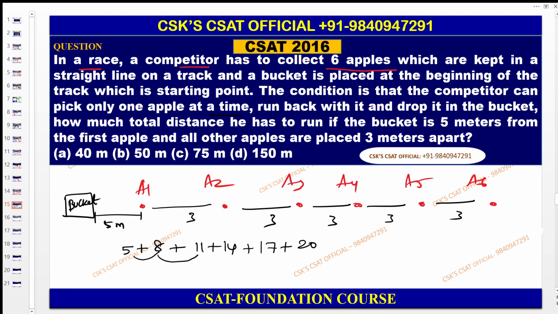38 plus 17 plus 20. 38 plus 17 becomes 55. 55 plus 20 becomes 75. So therefore total 75 meter. So the answer is C. How much distance, right? Total 75 meter. Anybody having the doubt here?